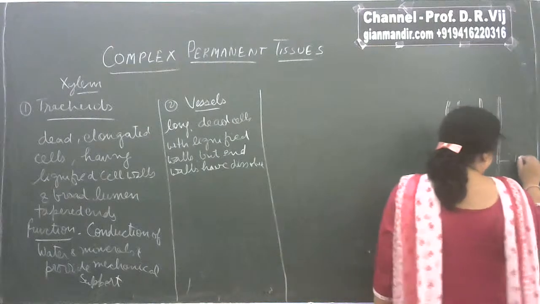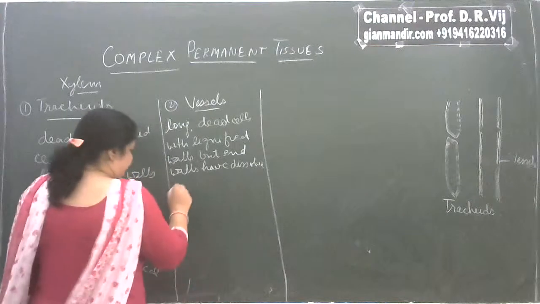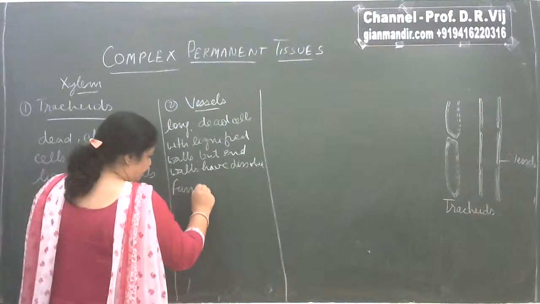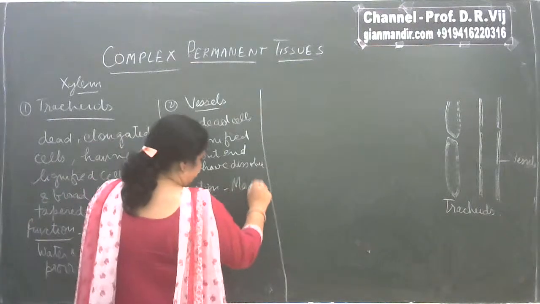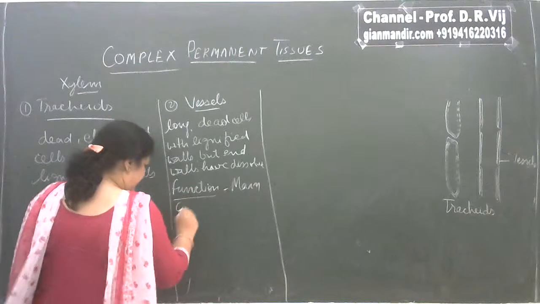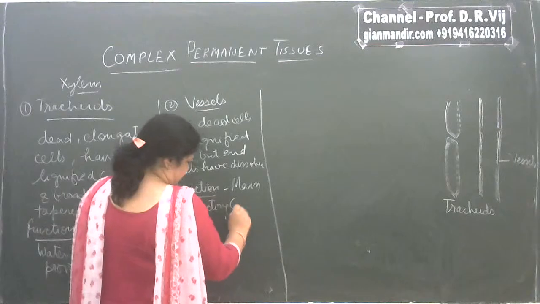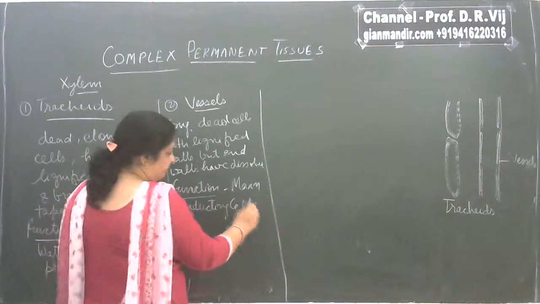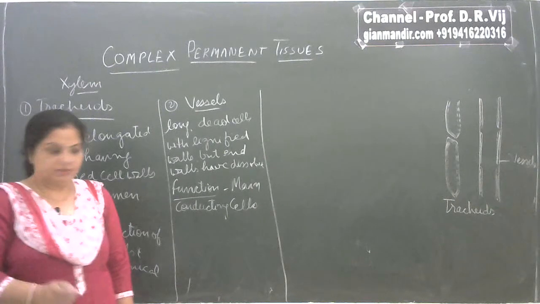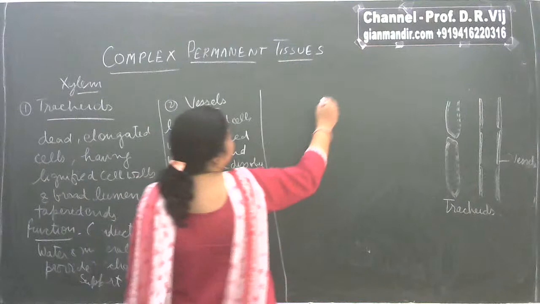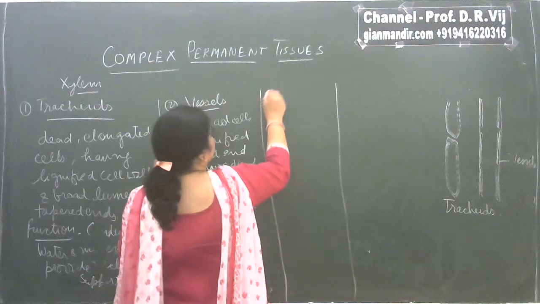So here we can see the vessels. If you look at the function, they are the main conducting cells. Right? So these are the components of the xylem that are known as vessels. Another component of xylem is xylem fibers.